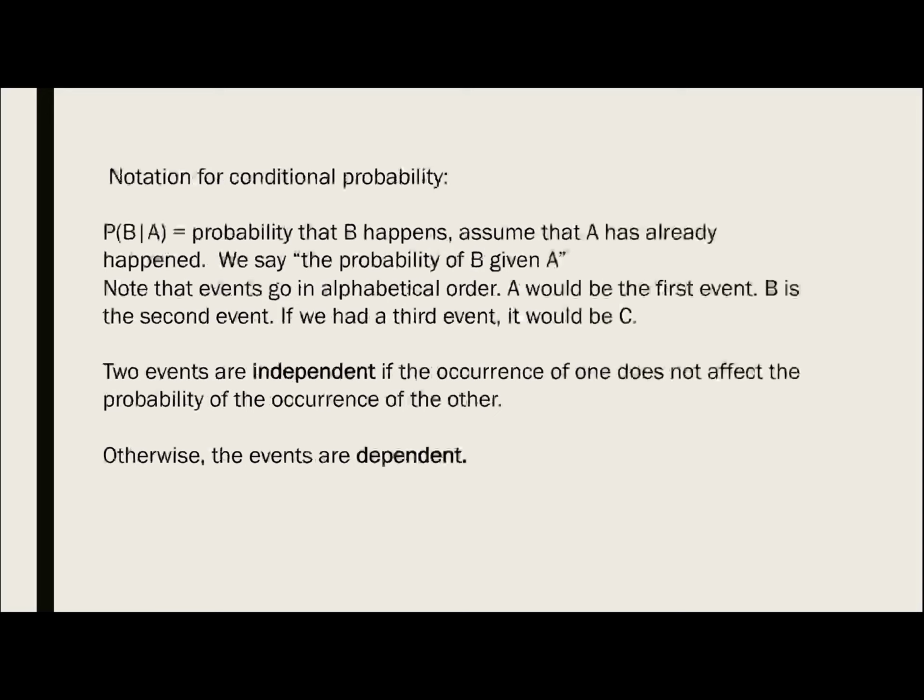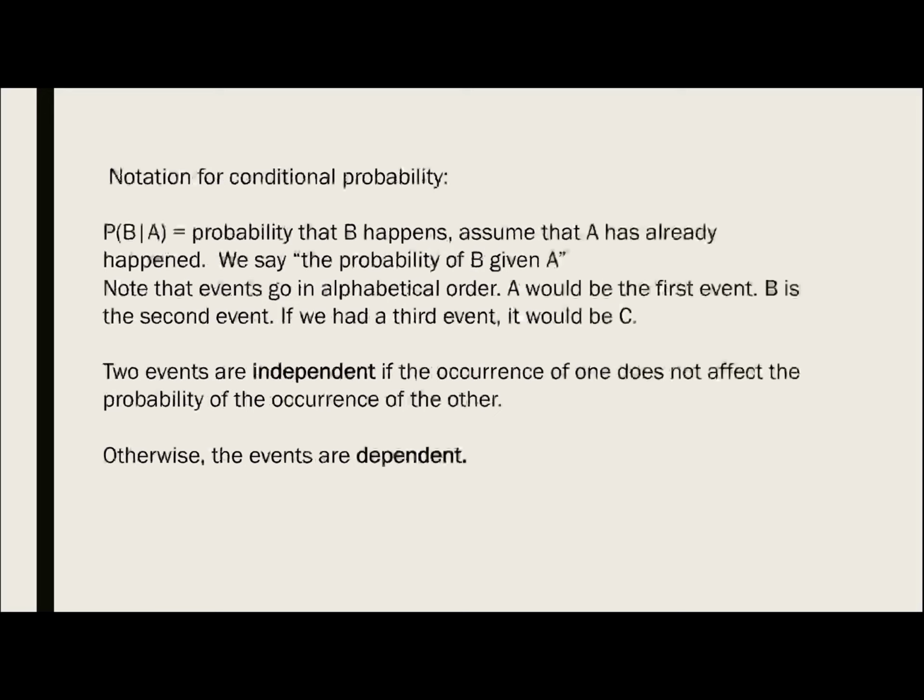Notation for conditional probability: probability of B|A means the probability that B happens, assuming A already has. Remember, they go alphabetically. A happens first, then B. We call this the probability of B given A. Events go in alphabetical order. A is the first event, B is the second. If we had a third, it would be C.